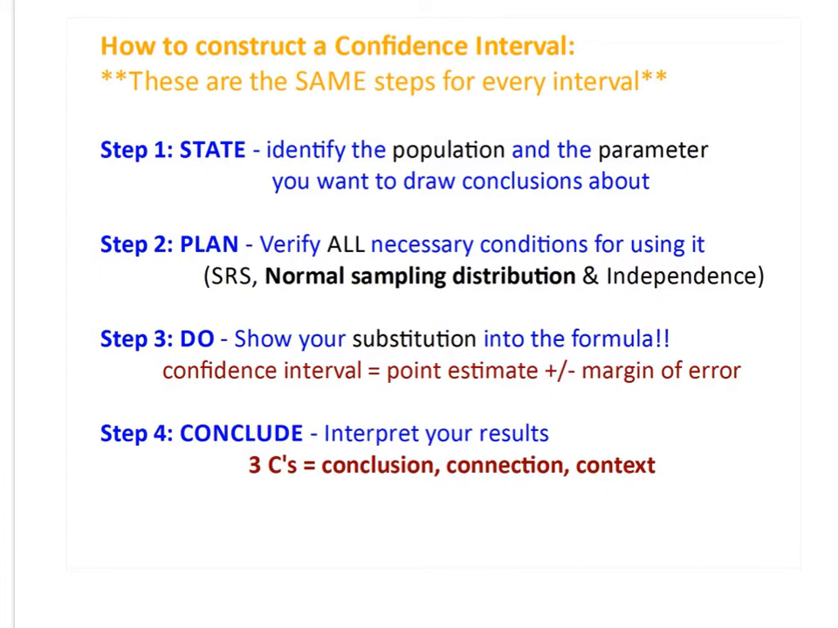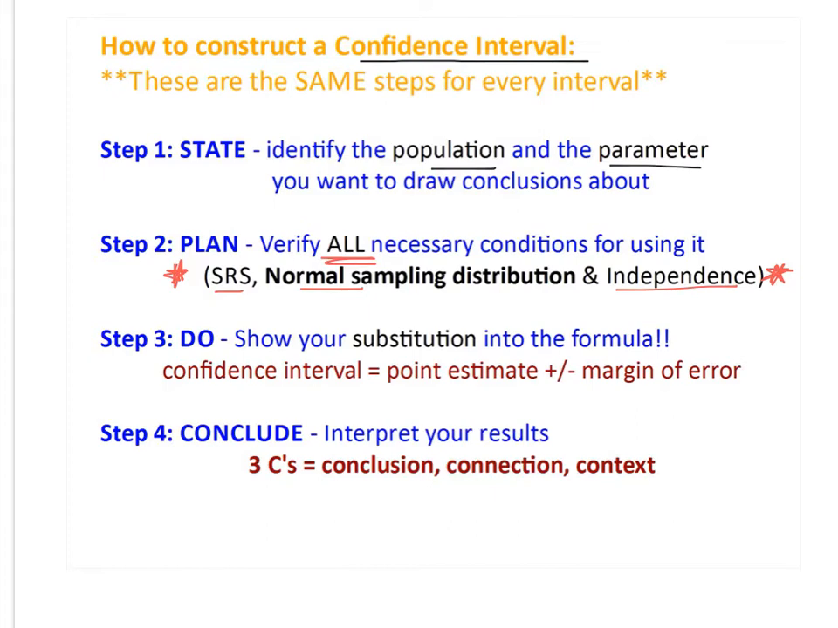It's the same 4 steps every single time. Step 1 is identify the population and the parameter. For confidence intervals, there's no null and alternative hypothesis, just the population and parameter. Well, then my plan step, I need to verify all conditions. So we're going to go through these 3 conditions on the next slide, so leave a little bit of space right here for these 3 conditions. They're the same 3, random, normal, independent, but we're going to break them down a little bit more now that we have more data to go with.